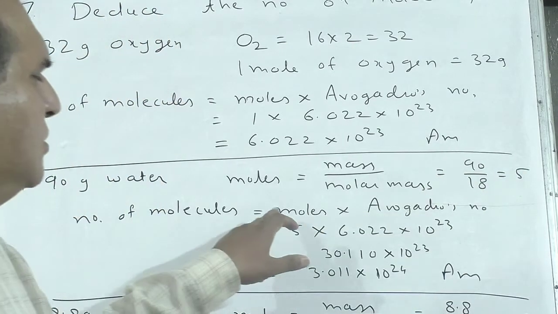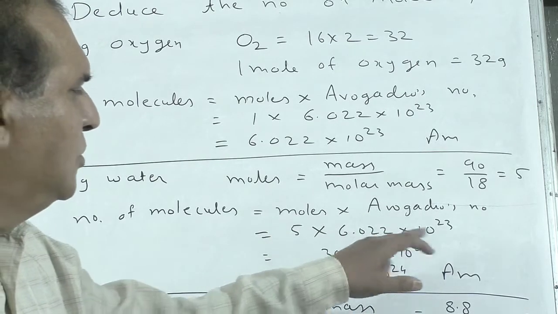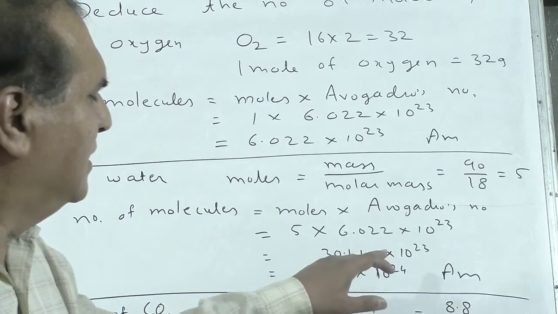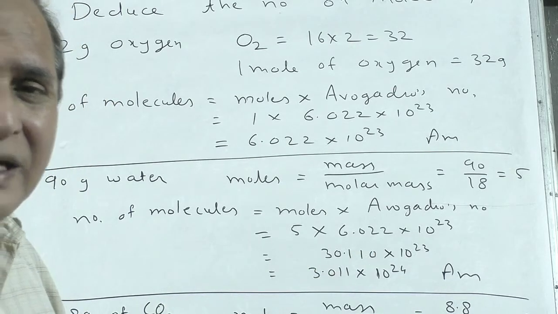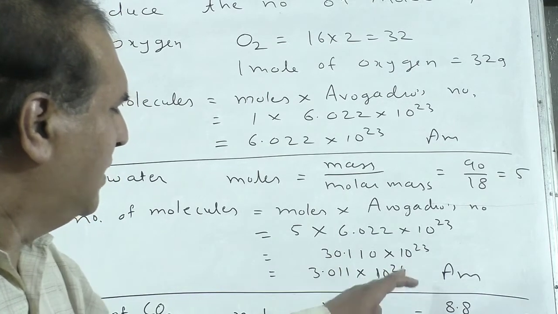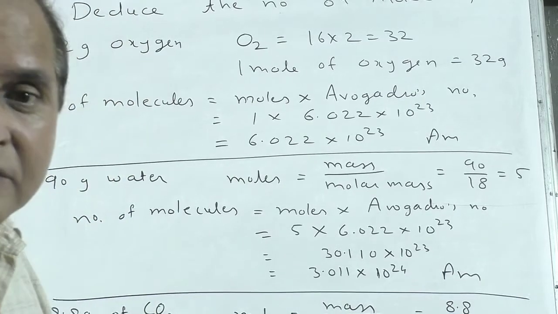So number of molecules is equal to number of moles into Avogadro number. 5 into 6.02 into 10 raised to 23. Multiply: 30.11 into 10 raised to 23. You can leave it like this or just shift the point by 1 and make it 3.011 into 10 raised to 24. Understood?